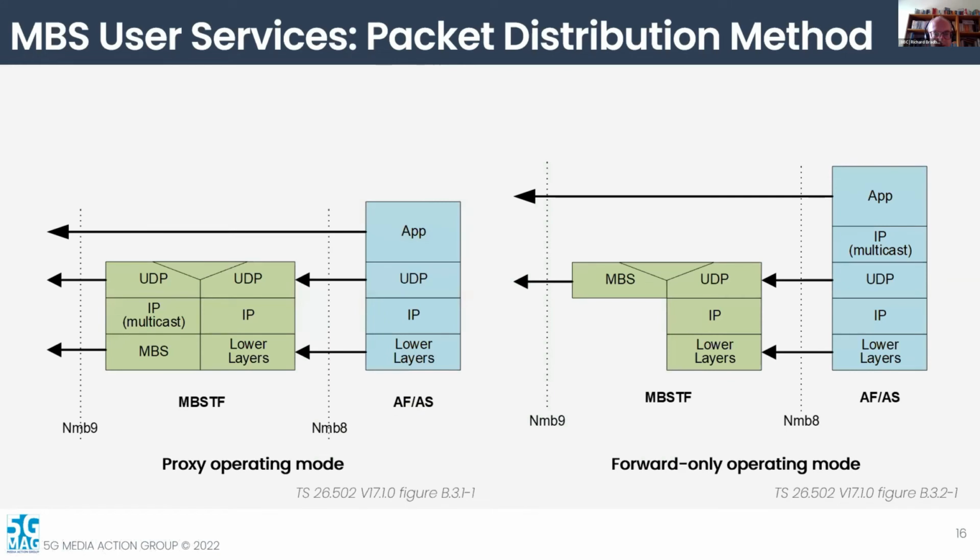And then for the packet distribution method, well, there are just a couple of illustrations here that show the difference between the two operating modes, the proxy mode and the forward-only mode. So in the proxy mode, you can see these simple UDP packets are being ingested by the MBSTF, and the UDP headers can be restamped here, and you have a new UDP packet to send over multicast. Whereas in the forward-only mode, you've got this extra tunneling layer, so you can produce your own IP multicast packets and then tunnel them inside a unicast UDP packet, and then the MBSTF will unwrap those and just send your IP multicast packets over MBS. These figures, by the way, are all in Annex B of the 26.502 spec.